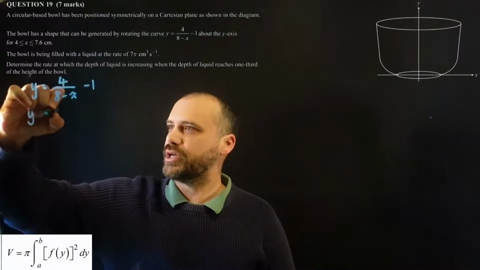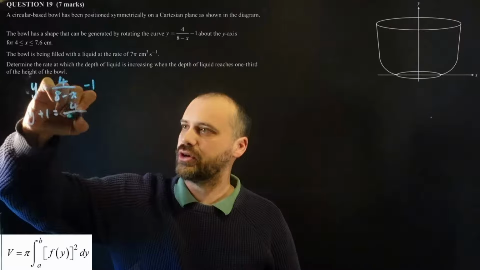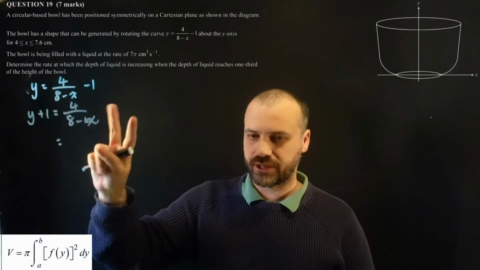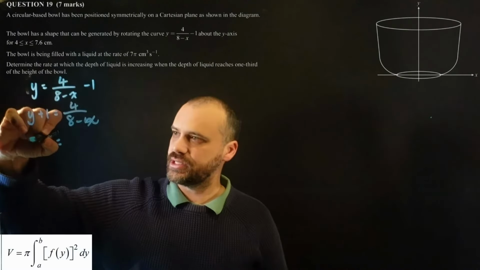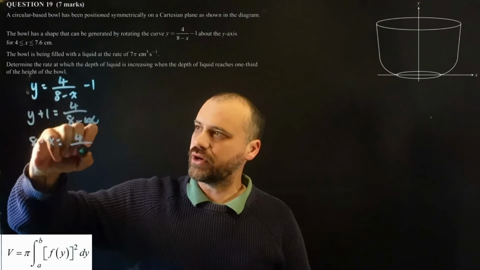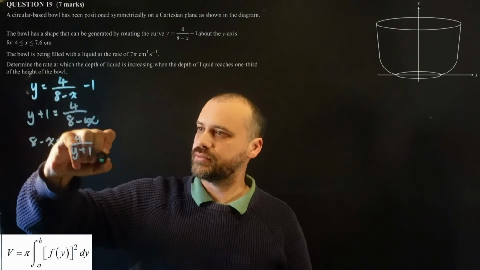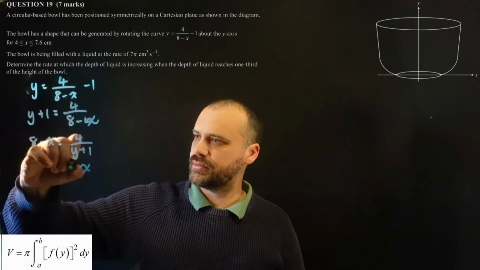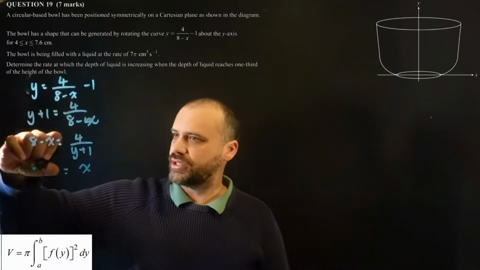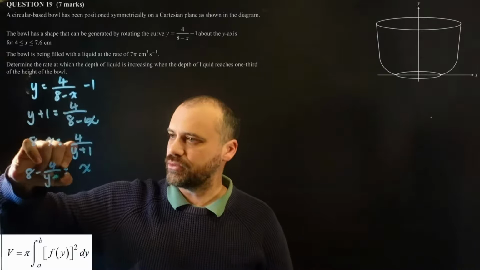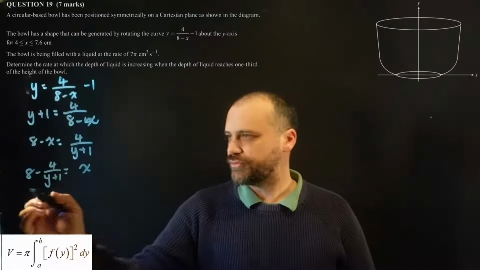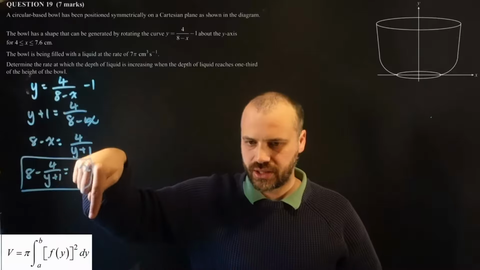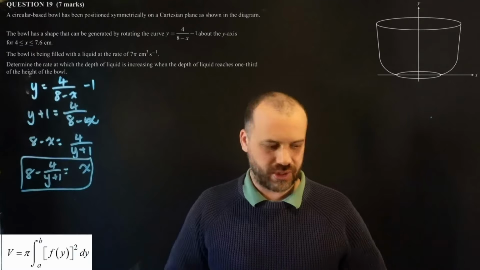We're going to go y plus 1 equals 4 over 8 minus x. And then I can cross multiply. I can move the 8 minus x to this side, and we get 4 over y plus 1. And finally, I can take this x, move it over here, add x to both sides, and I can go x equals 8 minus 4 over y plus 1. Beautiful. This is important stuff. This is a function in terms of y. It's a function of y, and that's what we can put into our formula.